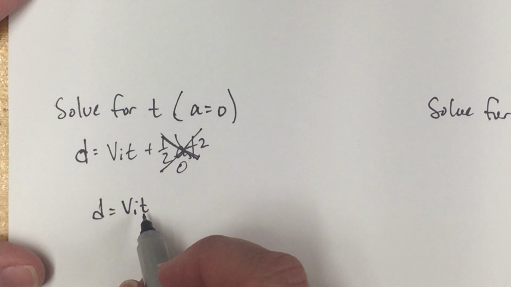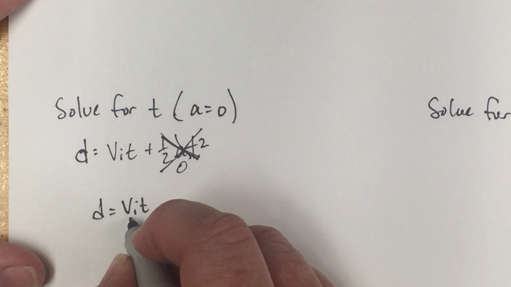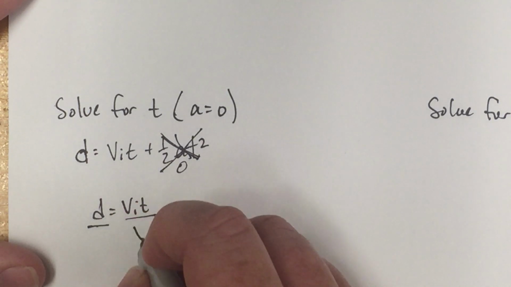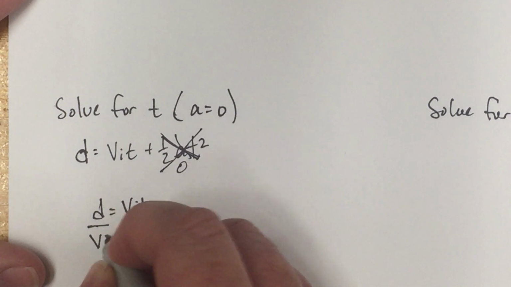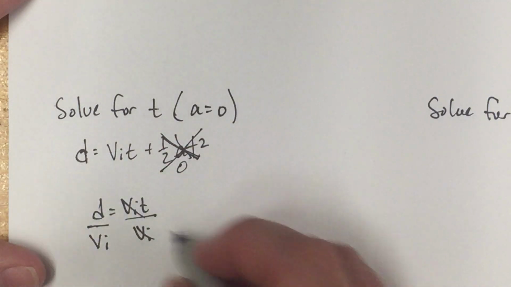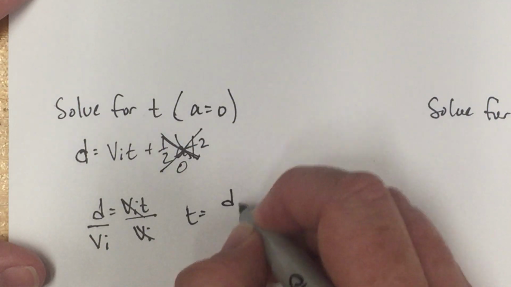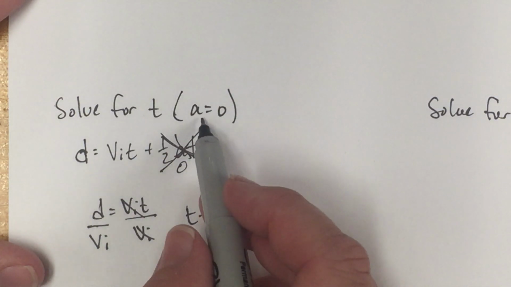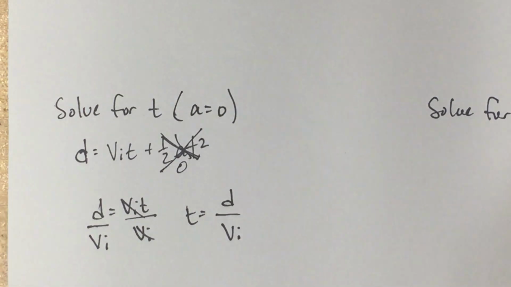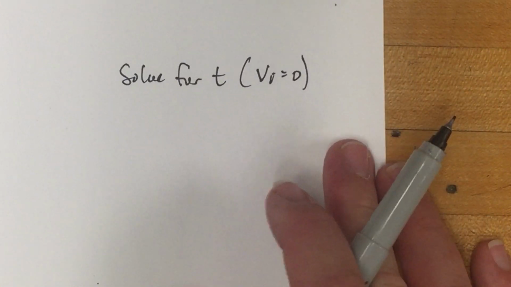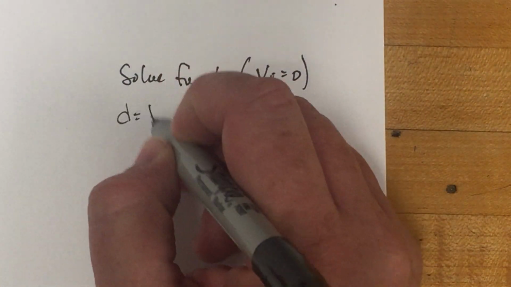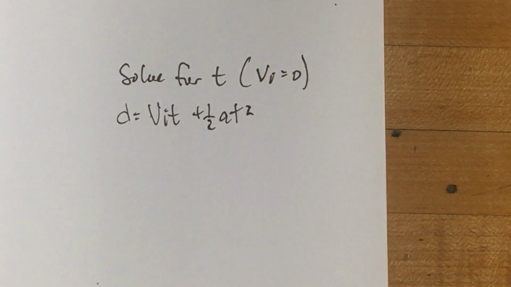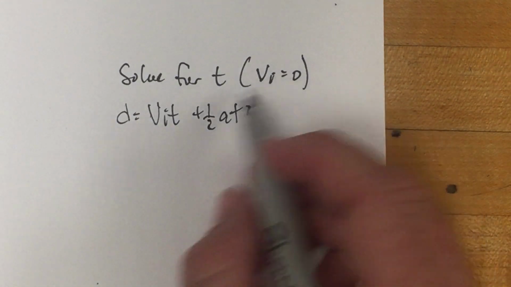Well, if you want to solve for time here, currently VI and T are being multiplied. The opposite of that is to divide it. So if I divide by VI on both sides, I'm left with that T is equal to D divided by VI. Now this only happens if you're doing a problem where A equals 0. Another situation for this, same equation, D equals VIT plus 1/2 AT squared. Same equation, but VI equals 0.